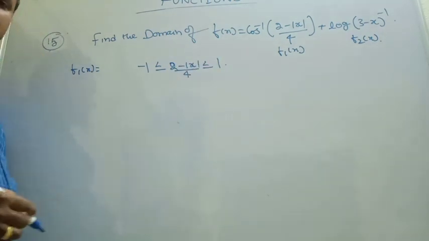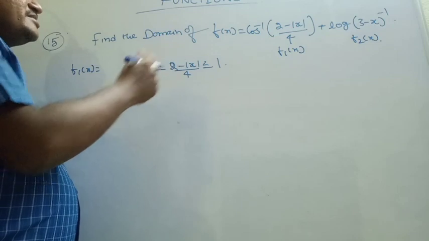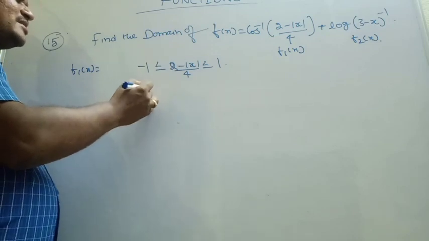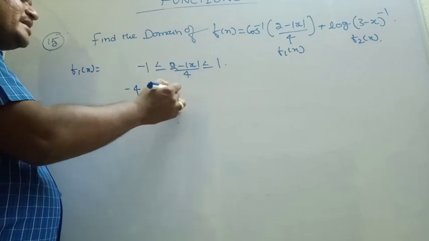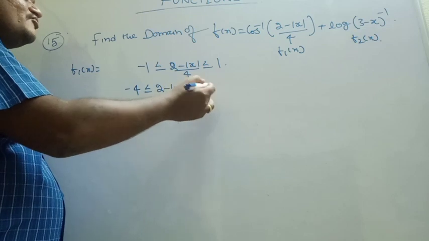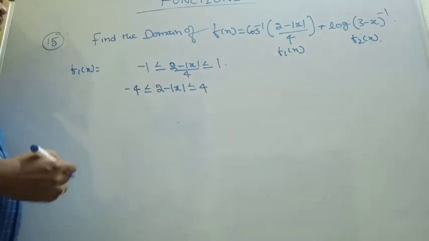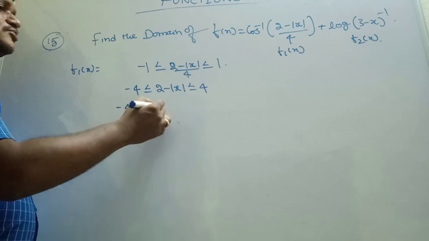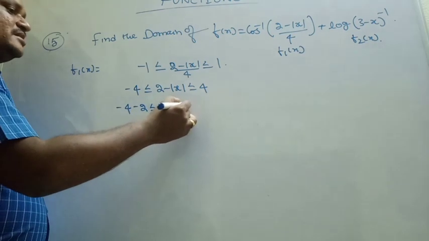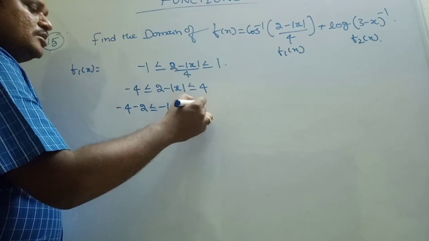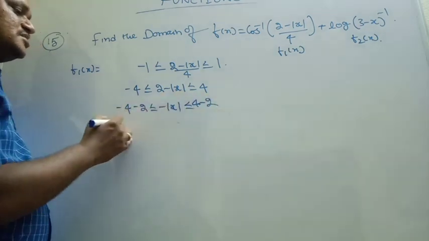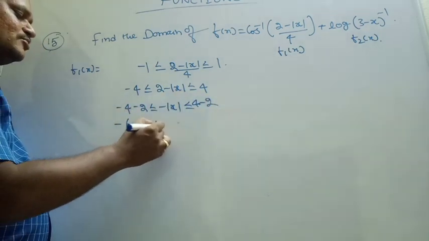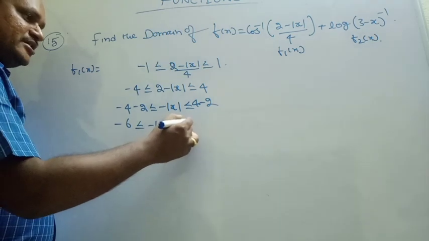Once we have this, if you multiply by 4 on both sides, we have −4 ≤ 2 − |x| ≤ 4. Now subtract 2 on both sides: −4 − 2 ≤ −|x| ≤ 4 − 2. Now this is −6 ≤ −|x| ≤ 2.